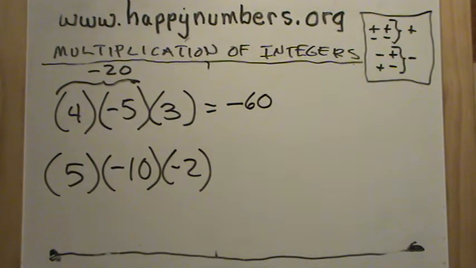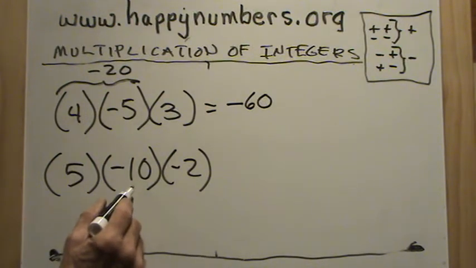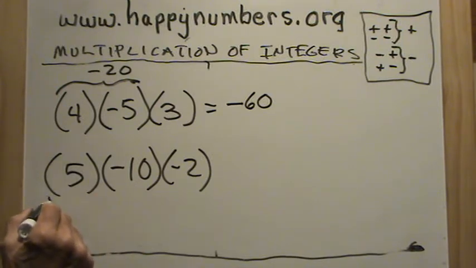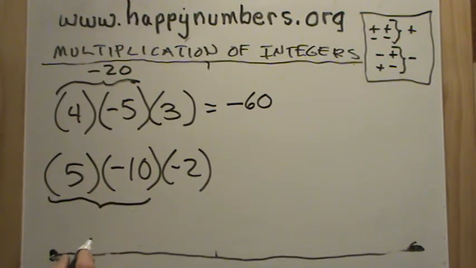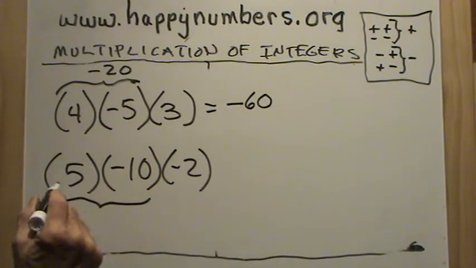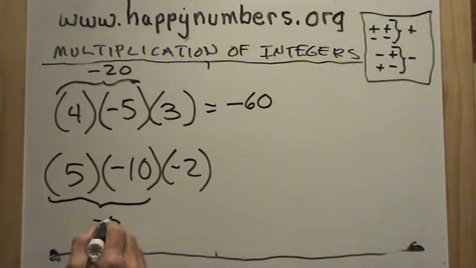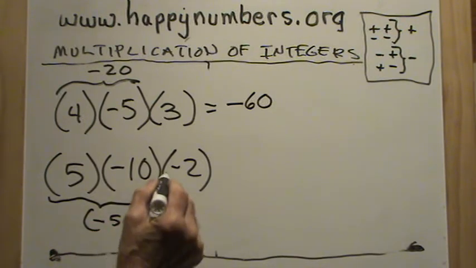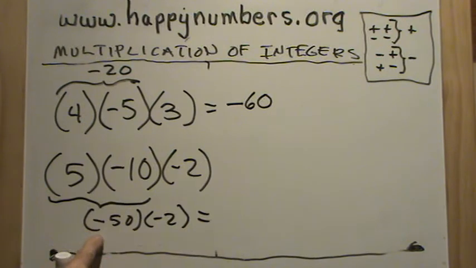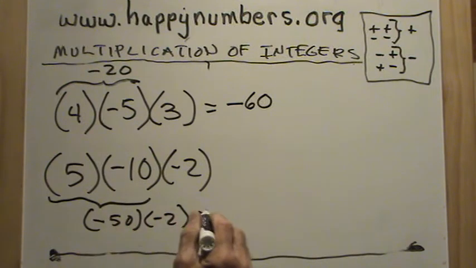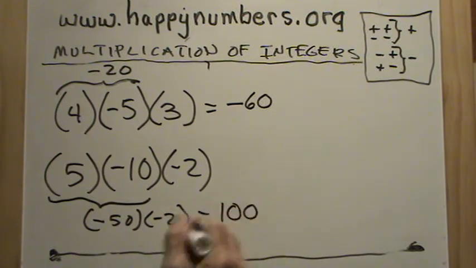Let's take a look at this one. Positive and negative. Let's work this piece first. 5 times negative 10. Well, 5 times 10 is 50, and I have a positive and negative, so that's negative 50. And now negative 50 times negative 2. Now I have a negative and a negative. Signs are the same, so I know the answer is going to be positive. And 2 times 50 is 100.